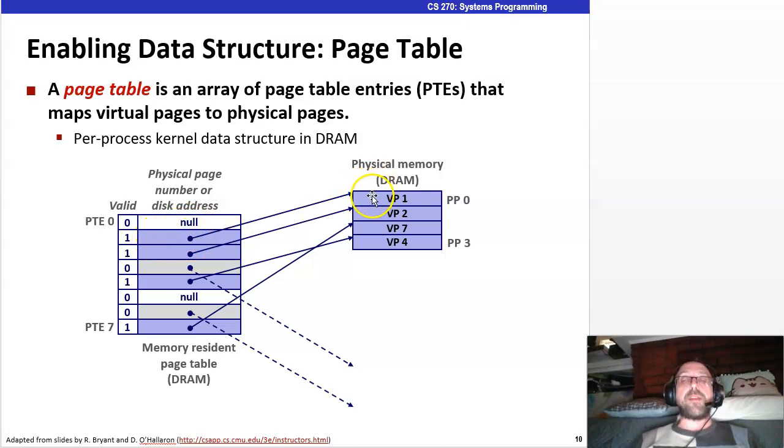Virtual page 1, on the other hand, is mapped over here to physical page 0. Virtual page 2 is mapped to physical page 1. Virtual page 3 here might have, for example, the address of something on disk. We'll see a little bit more about that in a minute. So it might not refer to physical memory at all. Virtual page 4 over here maybe is mapped to physical page 3, and so on. So each process is going to have a page table like this, which has the mapping from its virtual addresses to the corresponding locations in physical memory.